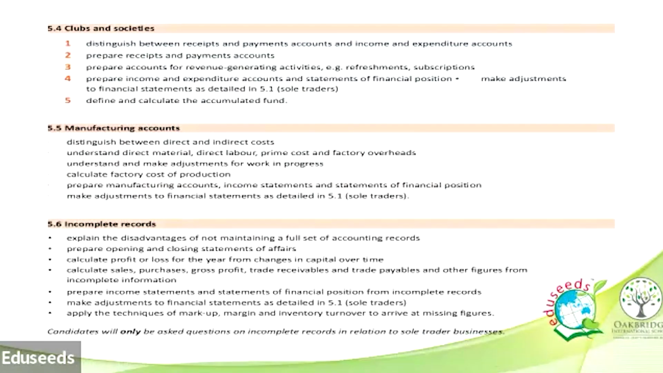And other than these three, we also have clubs and societies. Okay, here also you have extra things that you need to prepare, right? Here what I see is receipts and payments account, income and expenditure account. Right, we don't see receipts and payments in all the other types of organization. Correct? But here you see receipts and payments, and we don't call it an income statement, but instead we call it an income and expenditure account. Okay, you see the differences? So all this you must understand.